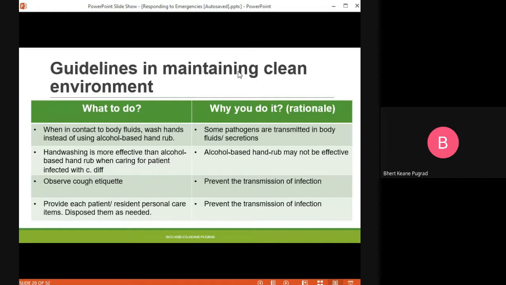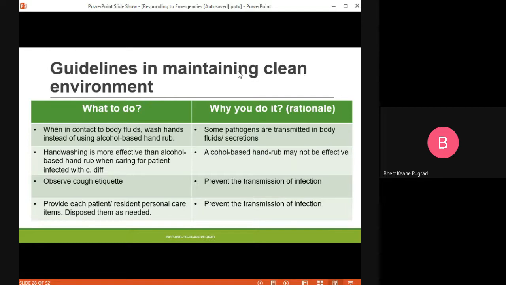Your alcohol-based hand rub would not always be enough. Mas effective pa rin kapag naghuhugas tayo, no? So, running water and a soap. So, hand washing is still more effective than alcohol-based hand rub when caring for a patient with Clostridium difficile. Okay, ano pa? Observe cough etiquette, that is to prevent infection.